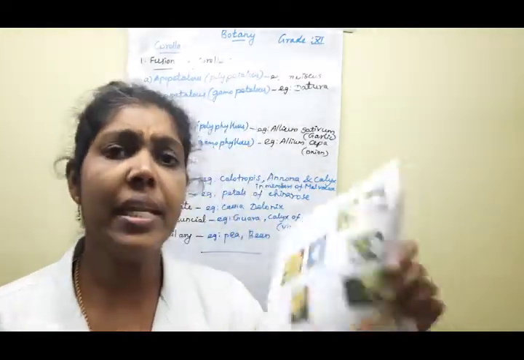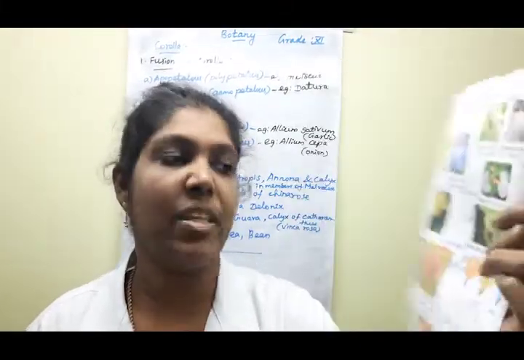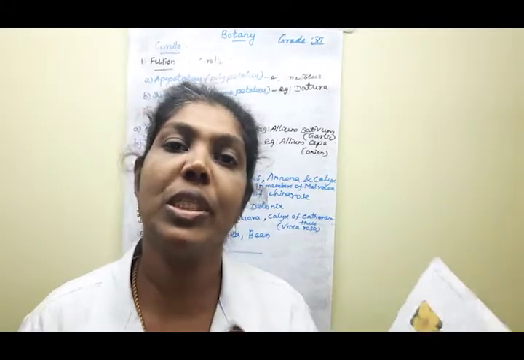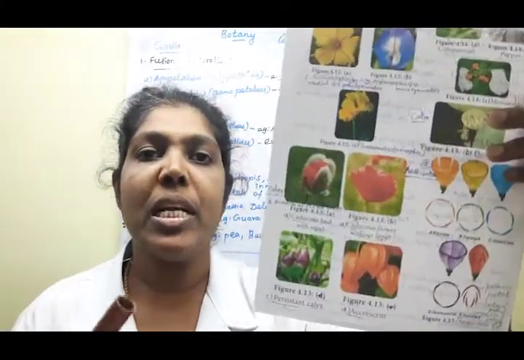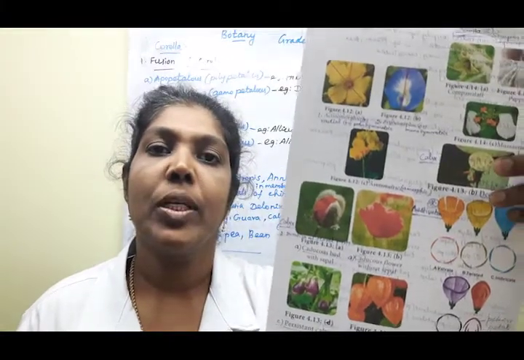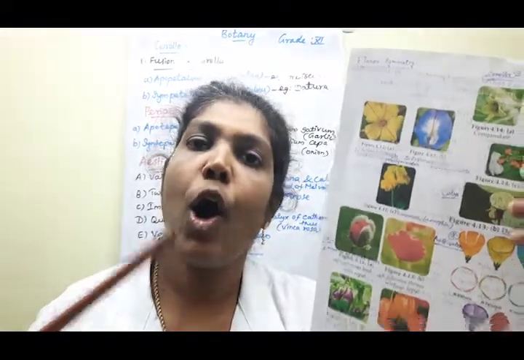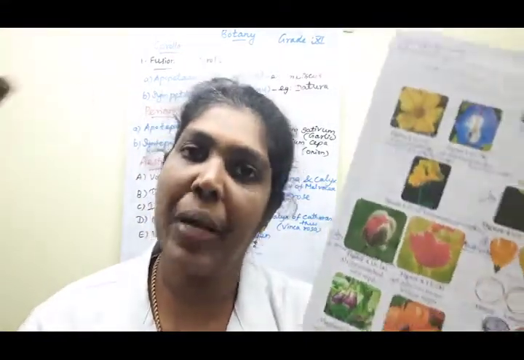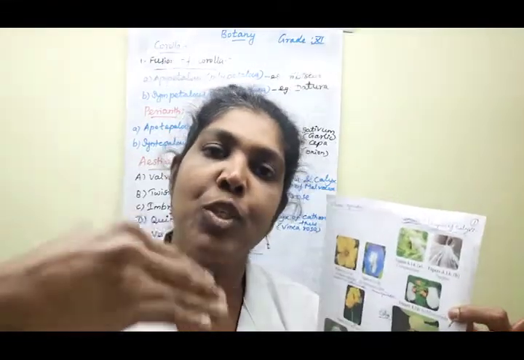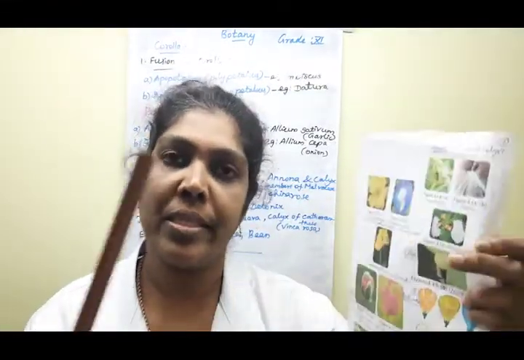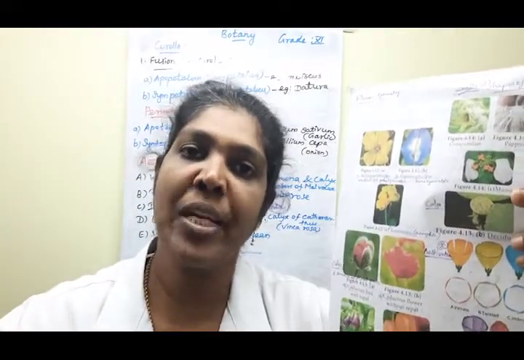Yes. Next one, the second type is twisted estivation. So all of you listen now. Twisted estivation means, here in the sepals or petals, one margin overlaps the next one. Either the sepal or petal, one margin is overlapping the next one.